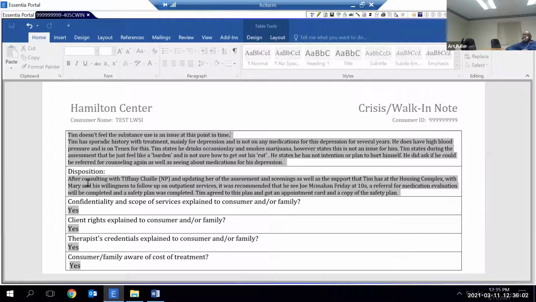So your disposition is not only, consulted with NP, outpatient services recommended; it's as specific as you can get it to show that coordination. And that you went over a safety plan, he got a copy, and he's going to be seeing the actual Joe McMahon, the therapist, on this day, if we can get that. I know sometimes we can't always have that, but if we can, we should make sure it's in our disposition. That's only going to help the client understand what the next step is, but then also our record is going to be most up to date on what our recommendation was, especially if it's not hospitalization.